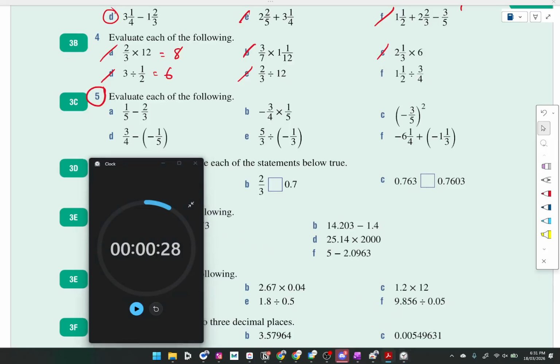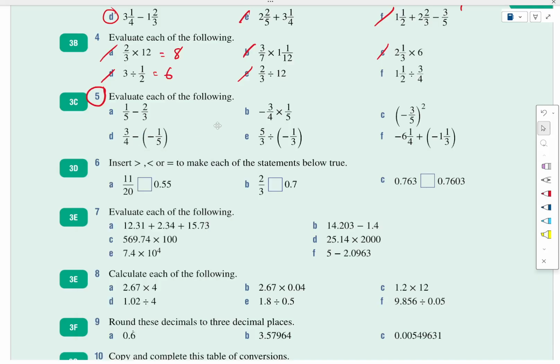What's the answer for 5A? -7 over 15. Good. 5B? -3 over 20. Good. 5C? 9 over 25. Okay, good. 5D? 19 over 20. Okay, good. 5E? -5 over 1, which is -5. Yeah, just remember to simplify all the way. 5F?